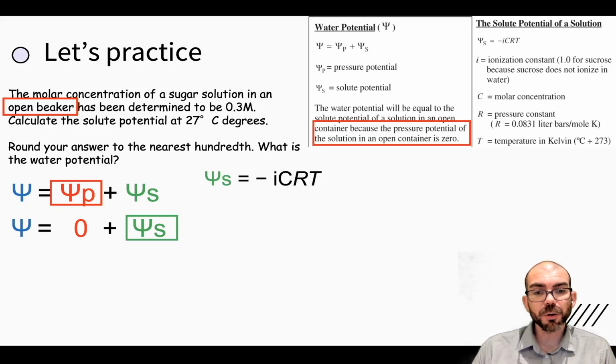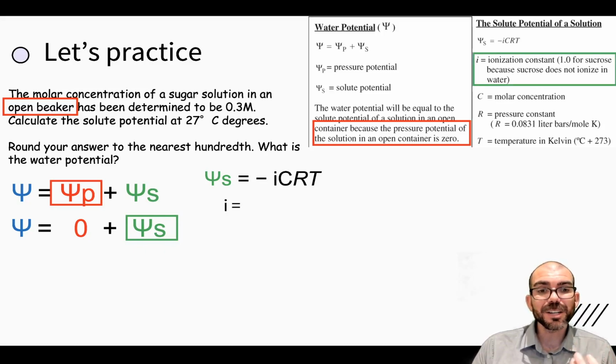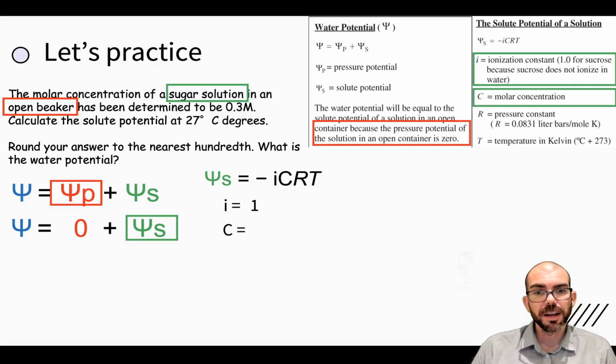The solute potential equation is -ICRT, so now we just need to find each value and plug it in. To find i, that is the ionization constant. The problem tells me this is a sugar solution, so according to the equation sheet, the value for a sugar solution is 1. Now we need to find C, which is the molar concentration. This is, again, provided in the problem. It's already been determined the molar concentration is 0.3 molar. So go ahead and plug that in.